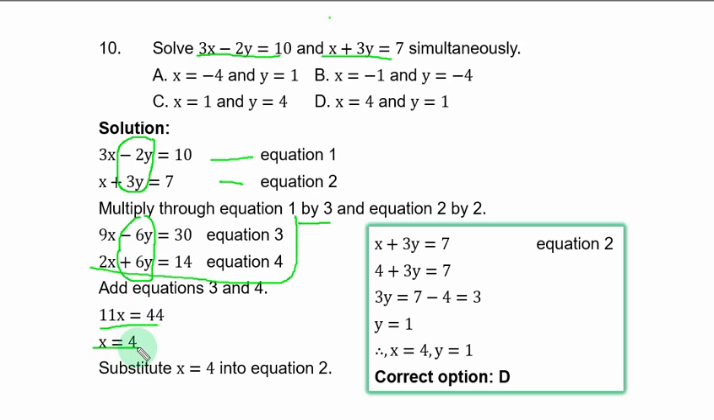To get the value of y, you simply replace s with 4 in either equation 1 or 2. I'm using equation 2. Where you see s, you replace it with 4. So you have 4 plus 3y equal to 7. Collect like terms, you have 3y equal to 7 minus 4, and that is 3. Divide through by 3, y is equal to 1. Therefore, s is equal to 4 and y is equal to 1. D is the correct option.